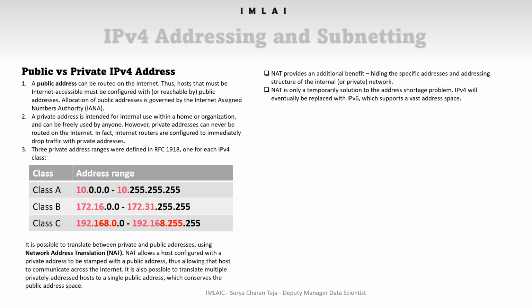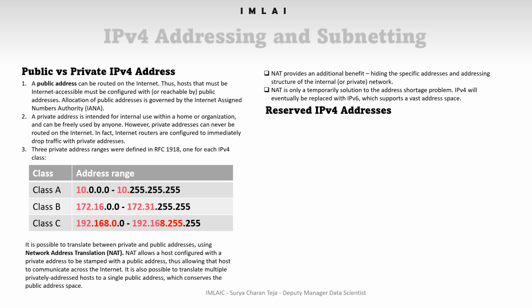That is the reason we are using NAT, network address translation, to overcome this. Once we completely switch over to IP version 6, IPv6, this problem will be solved, and we don't need to use NAT anymore. That's the reason NAT is only a temporary solution.